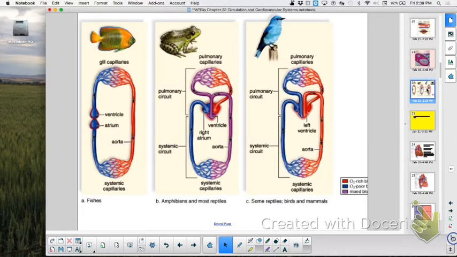Thanks. Okay. So fish have a single pump system. Amphibians and most reptiles have a double pump system, but there's some mixing of blood. And then some reptiles, birds, and mammals have a double pump system, and there is no mixing of blood. Very efficient.